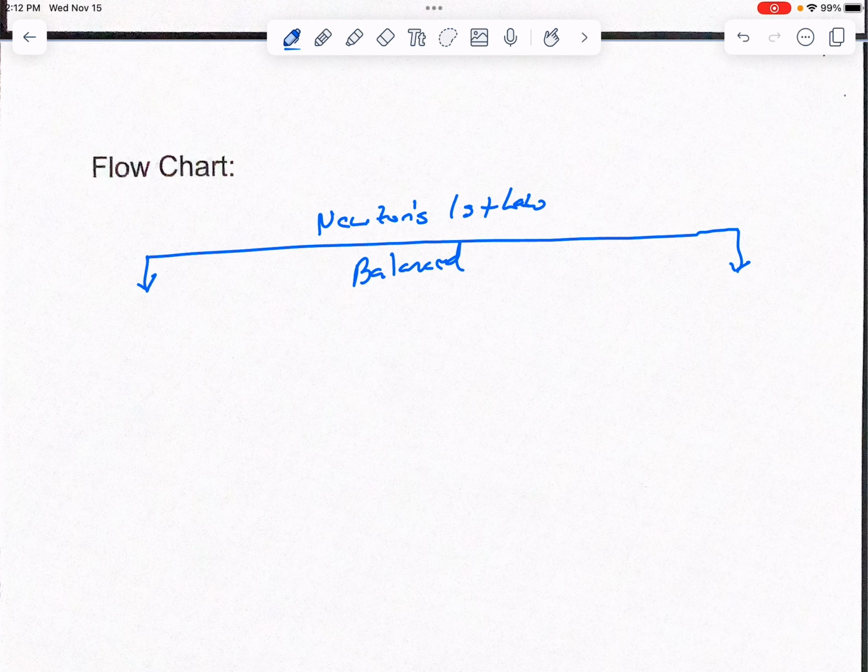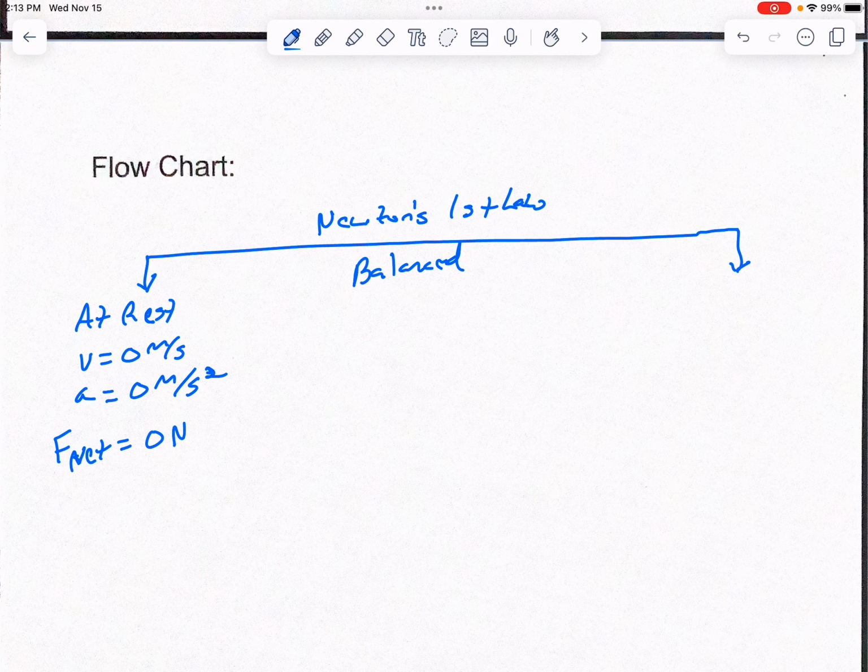Okay, now you have two scenarios here. You have your object that's at rest. If you're at rest, that means your velocity is 0, which means your acceleration is 0 because you're not speeding up, you're just sitting there. And if acceleration is 0, that means your net force is 0 as well, so 0 newtons. So that would be considered balanced. It's not moving. If it was unbalanced, then it would be either accelerating or decelerating.